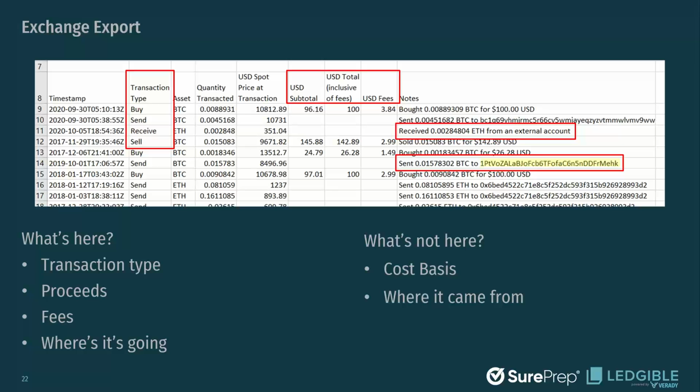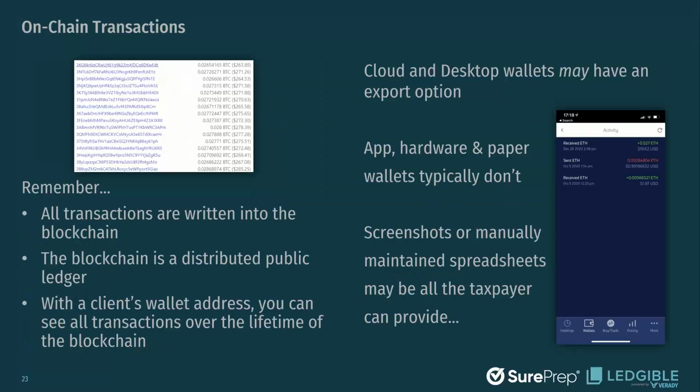And we either have to start comparing different exchanges, or we can also start to look at what's happening in the on-chain transactions. Now, remember from the beginning, all transactions are written into the blockchain. And that blockchain is an overall distributed public ledger out on the internet that anybody can have access to and anybody can see, but nobody can really change anything that's happened in the past. So with a client's address, with that 20 or so character alphanumeric string, you can actually go in and find any transactions that have happened against that wallet over the entire lifespan of the blockchain.